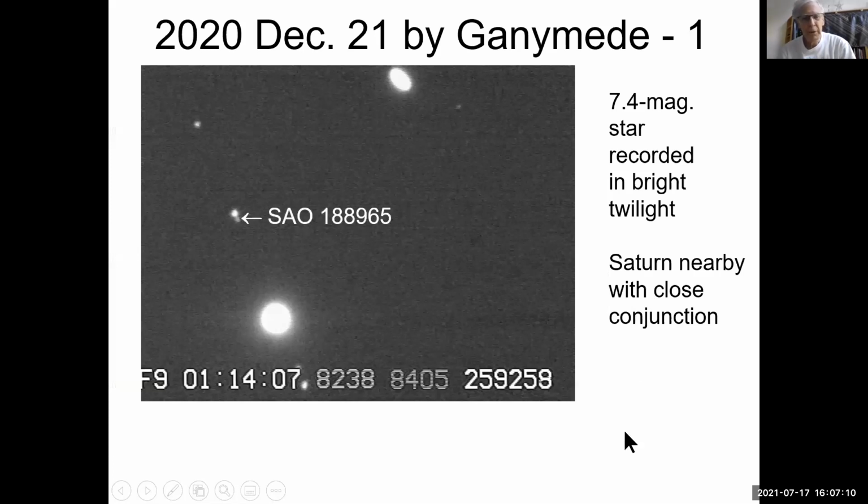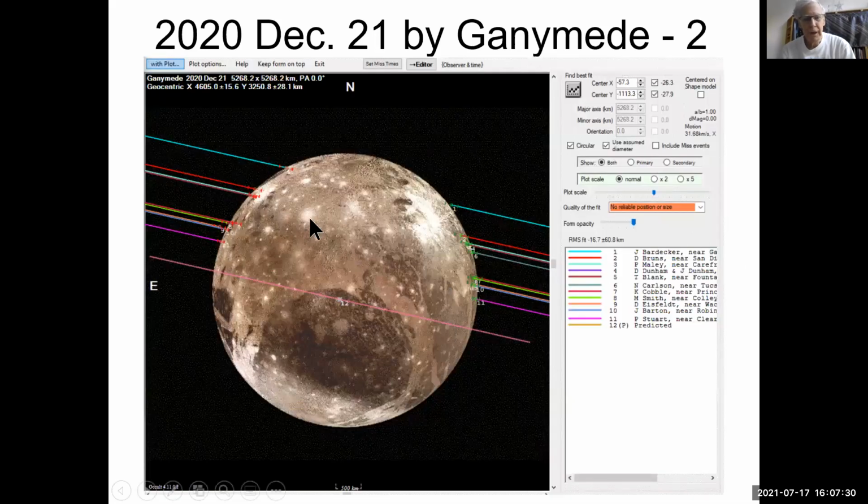This is just one I threw in, an occultation by Ganymede that we observed just the very next night after that Centesima event, showing a 7th magnitude star that was occulted by Ganymede. Of course, Ganymede's in the news recently with the recent Juno flyby, but this was a fairly well observed event in spite of the altitude and twilight problems.